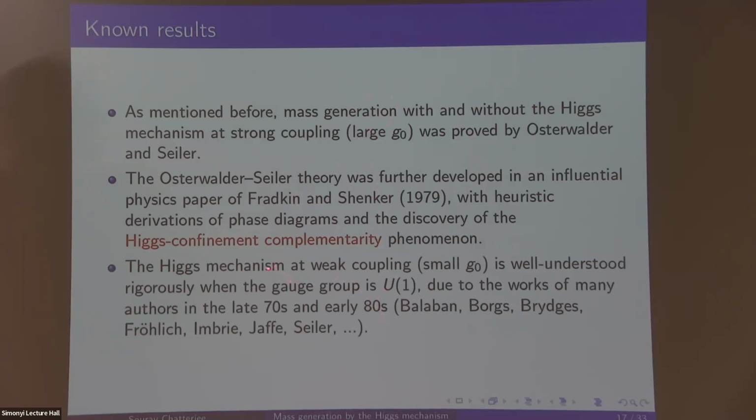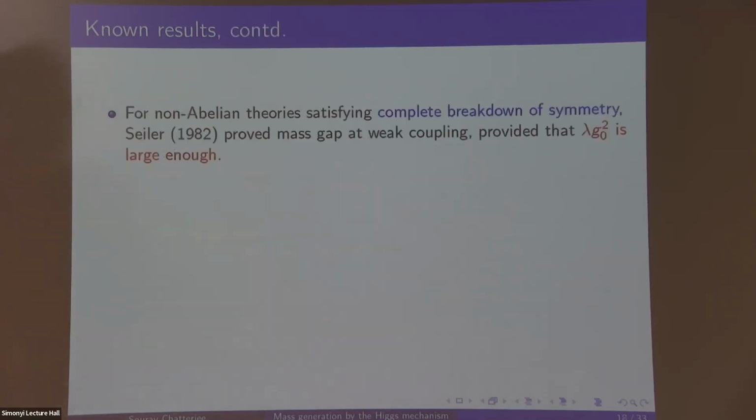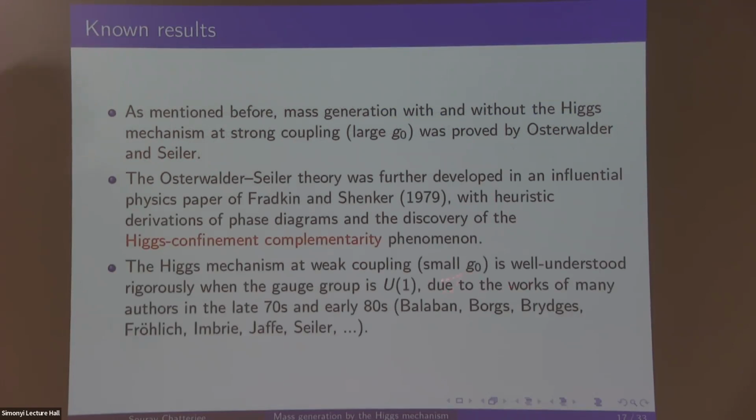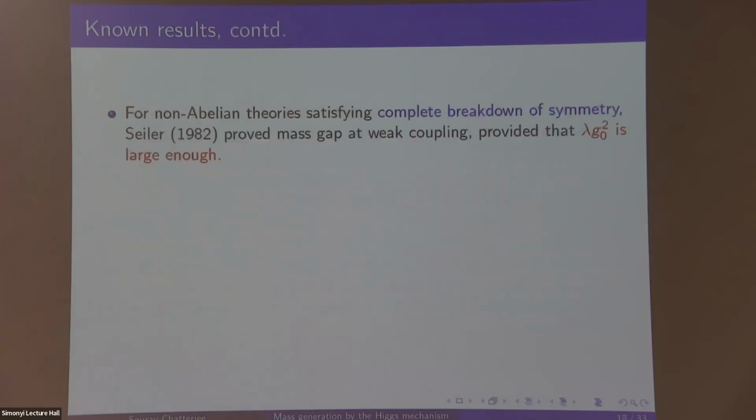Now, at weak coupling, small G0, it is well understood rigorously when the gauge group is U1, and this is due to the works of many authors in the late 70s and early 80s. What is the representation of Higgs in U1? Just the usual. It's one-dimensional. It's the one-dimensional representation.